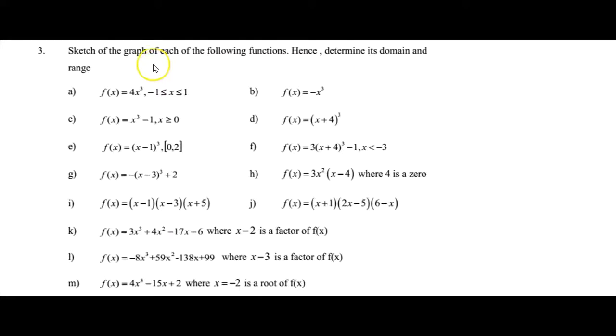Hello everyone. In this video, I'm going to share how to sketch the graph of cubic functions and hence determine its domain and range.